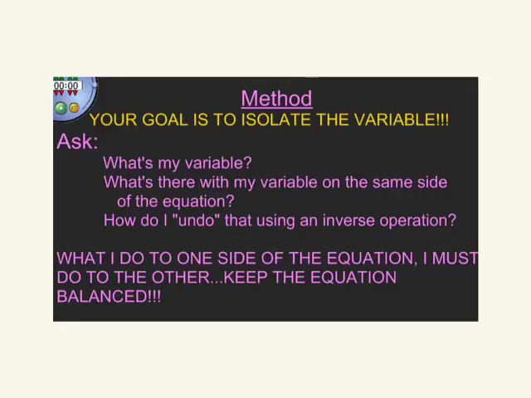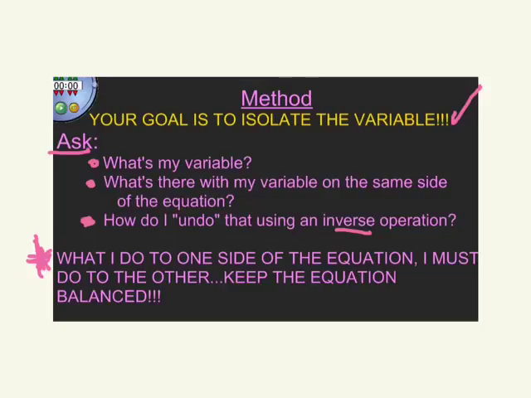Just to remind you that in order to solve these one-step equations, your goal is to isolate the variable. Remember, you're going to ask yourself, what is my variable? What's there with it on the same side of the equation? How am I going to undo what's there with it on the same side of the equation? Using an inverse operation. Remember, inverse means opposite. So how am I going to undo it? Using an opposite operation. Remember, what you do to one side of the equation, you must do to the other. And I need to see you doing that on your paper. Show all your work. And then you're going to want to do a check step at the end.